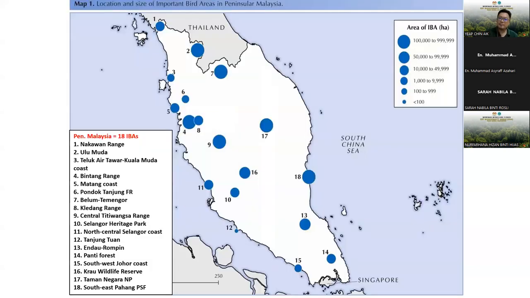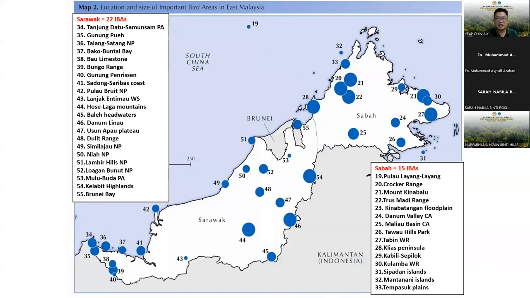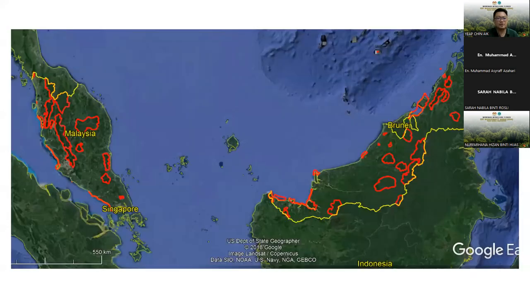So where are these IBAs? These IBAs are located geographically in these blue spots, in Peninsular Malaysia. All in all, right now we have 55. 18 are in Peninsular Malaysia, 22 are in Sarawak, Sarawak has a lot of IBAs, and Sabah has 15 IBAs. In terms of how big the areas are, just now you only saw the dots. This is just to give you an example of how big some of the IBAs are. Some are so small you can't even see them.